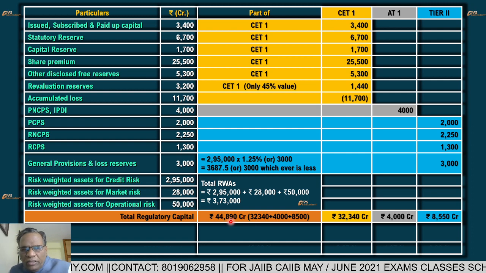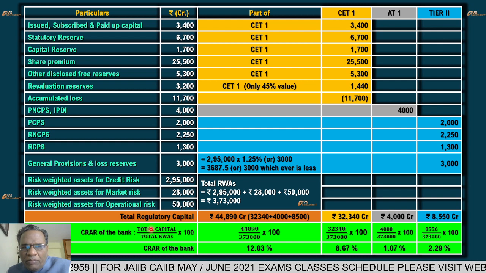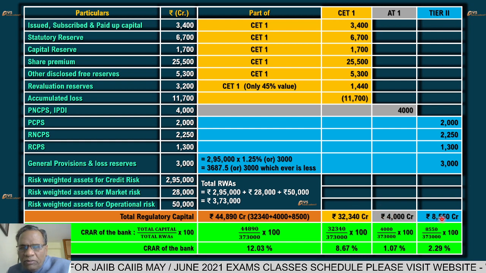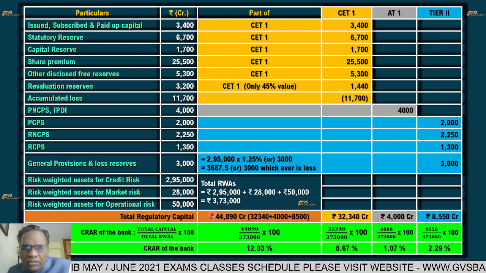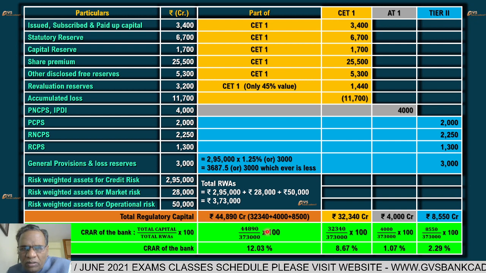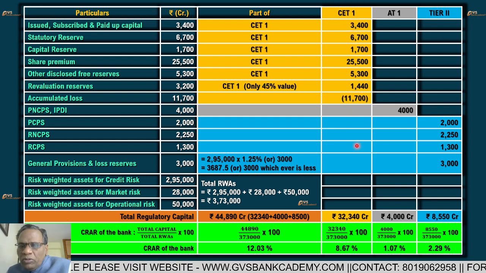Now we have to calculate CRAR of the bank. CRAR, capital to risk weighted assets ratio of the bank as on 31st March. What is the formula? Total capital, meaning common equity Tier 1, additional Tier 1, Tier 2 capital, that is 44,890 crores divided by total risk weighted assets, that is 3,73,000 crores, into 100. CRAR of the bank as on 31st March: 44,890 crores divided by 3,73,000 crores into 100, 12.03%.